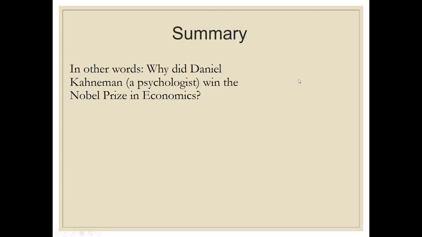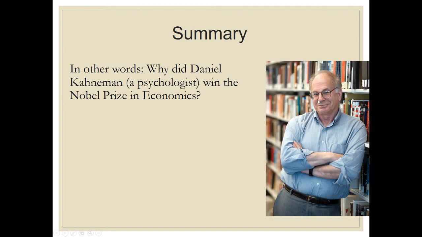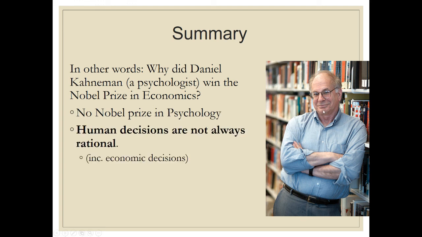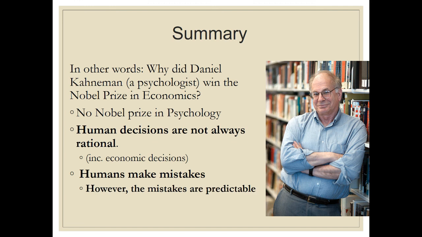In summary, we could ask, why did Daniel Kahneman, a psychologist, win the Nobel Prize in economics? Well, first of all, there's no prize in psychology, but also human decisions are not always rational, and this includes economic decisions: monetary, financial decisions, what people purchase, how people make decisions about insurance. These really important decisions that we make in our lives, right? Economic decisions are fundamentally questions of human psychology. What leads us to make certain decisions over other decisions? Humans make mistakes, but the mistakes are predictable if we understand human cognitive psychology and also human evolutionary psychology and various other domains of psychology.